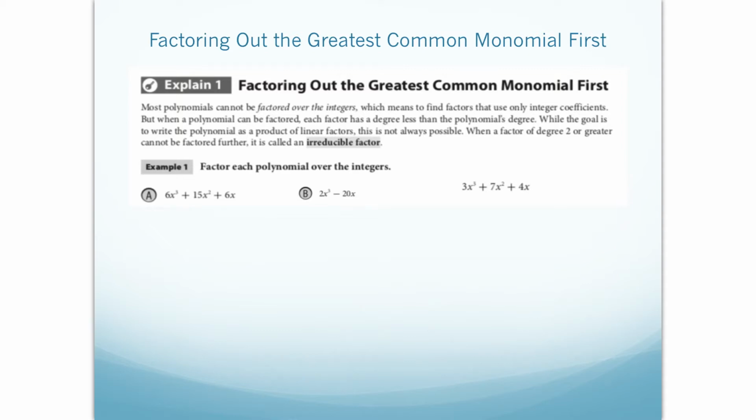So what you want to look at is what goes into all three of these terms. So in this case it is 3x. So each of these terms can be divided by 3x. 3x is your greatest common factor. Then we divide it out.